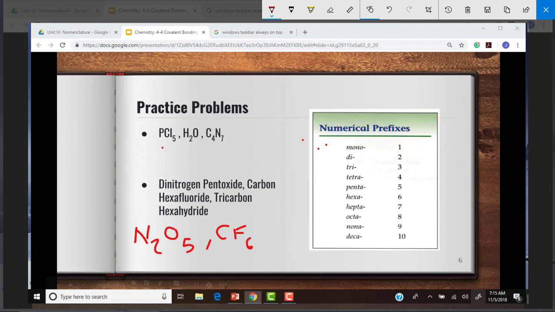Tricarbon hexahydride, tricarbon, so it's going to be C, 3. Hexahydride, hydride refers to hydrogen, this is going to be H and 6. Okay, pretty straightforward on how to write those chemical compounds.